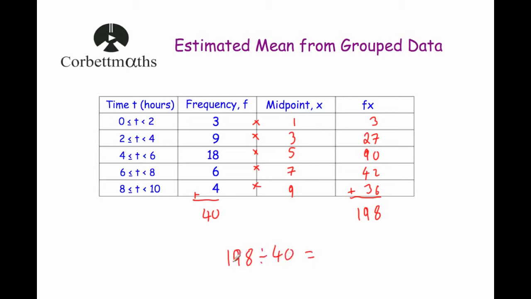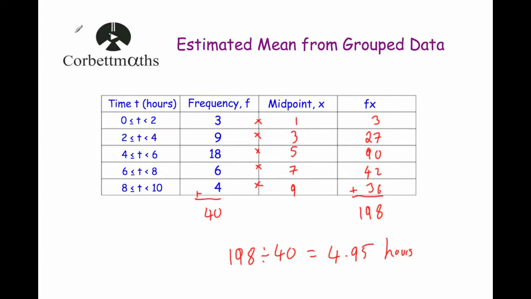So when we do that, 198 divided by 40, we get the answer of 4.95 hours. And that's it. That means our estimated mean for the amount of time spent revising for this test is 4.95 hours. Okay, let's have a look at another example now.